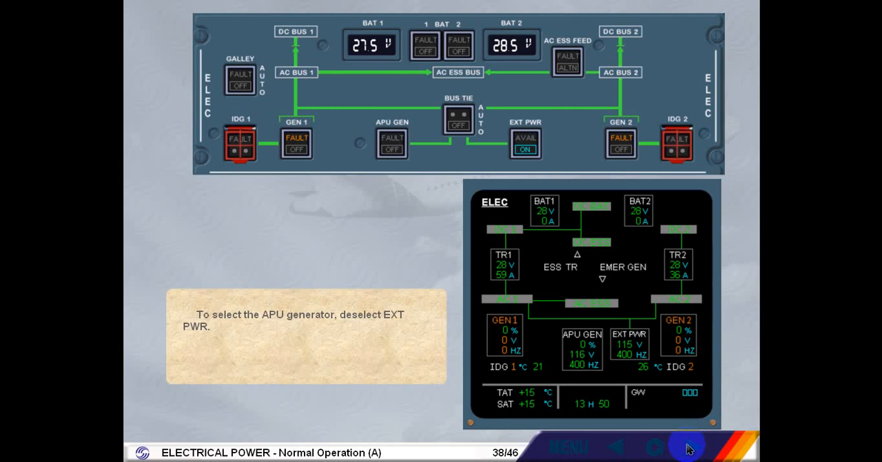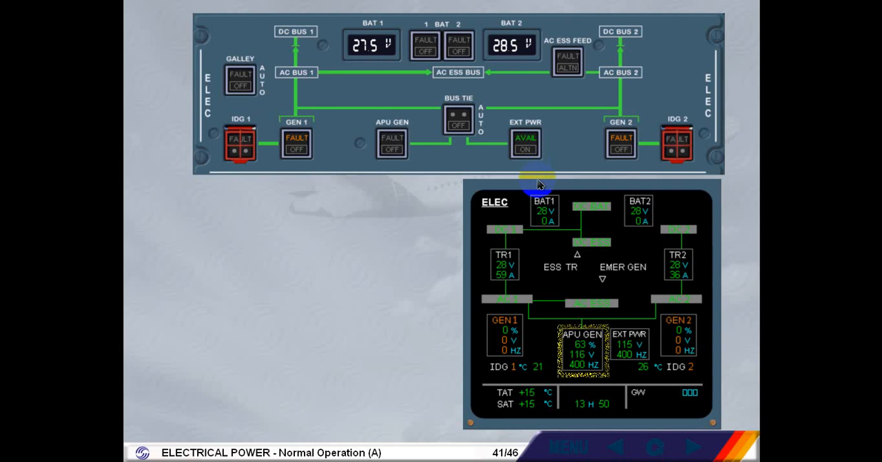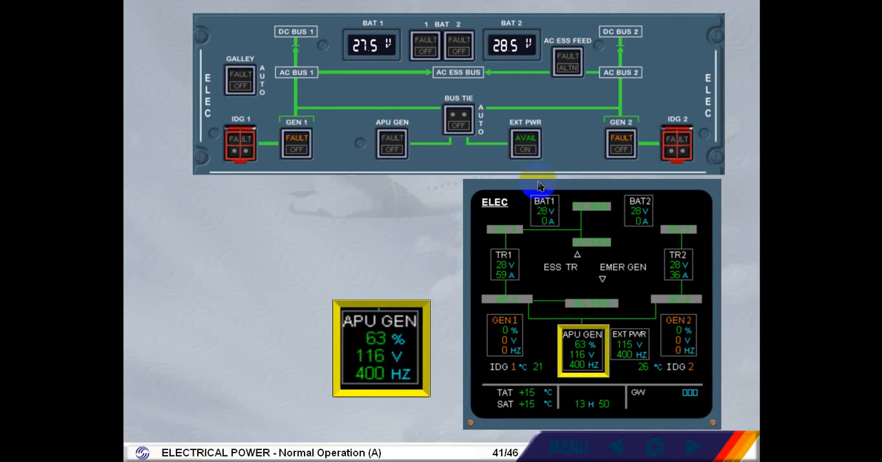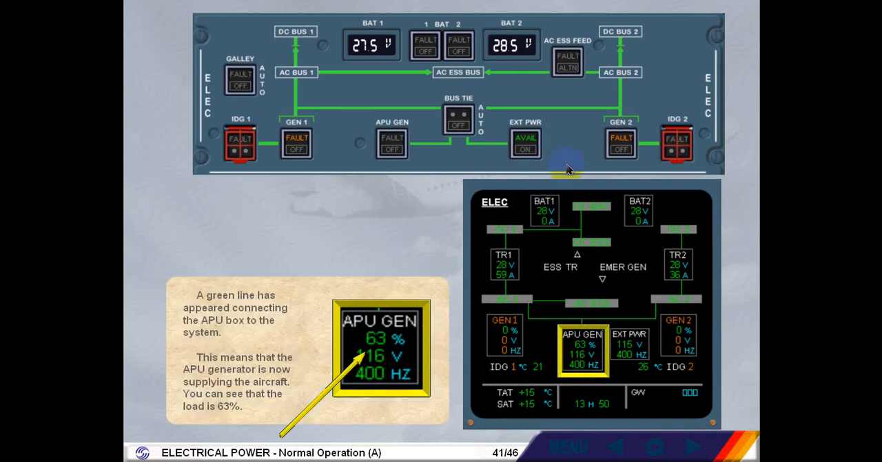Switch the external power off. A green line has appeared connecting the APU box to the system. This means that the APU generator is now supplying the aircraft. You can see that the load is 63%.